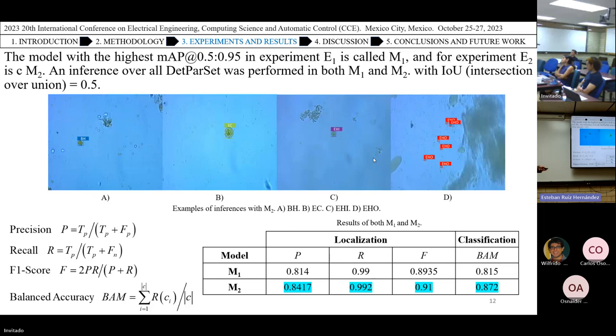Now we see here examples of inference of the A2 model. This is the output of our model: we have the image and a bounding box containing the object of interest, and a label indicating the corresponding class of that parasite.